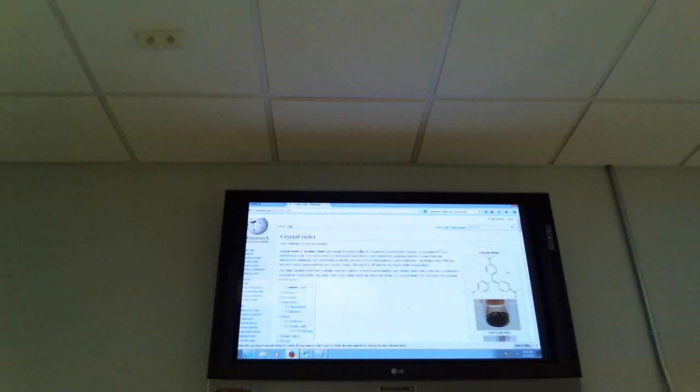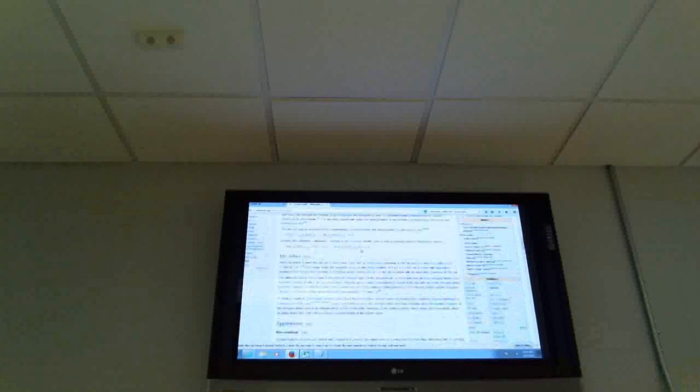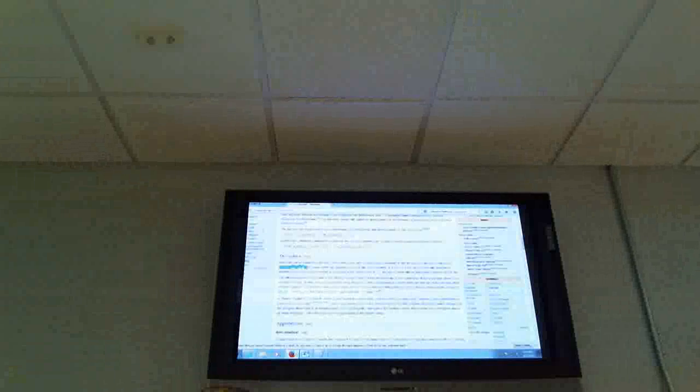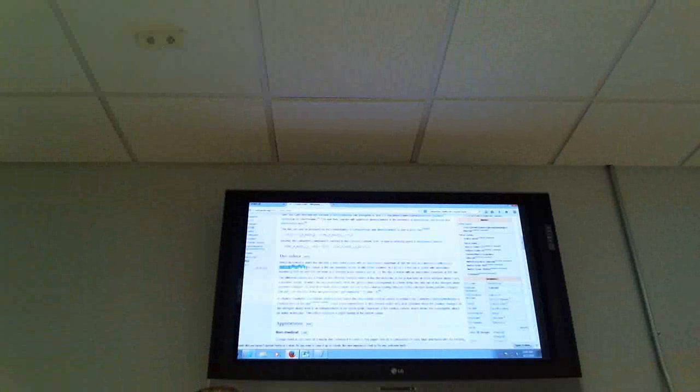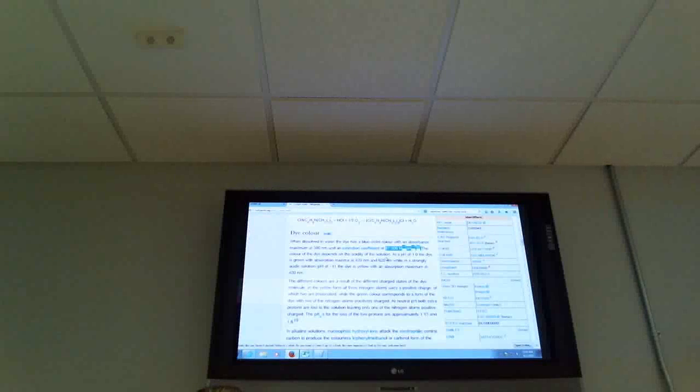I found two here that come up. One on Wikipedia gives an extinction coefficient of 87,000 per mole per centimeter. I clicked on this reference here. The references are important. You should have references in your paper. But there's something about this reference. Take a look. You see one thing that stands out?